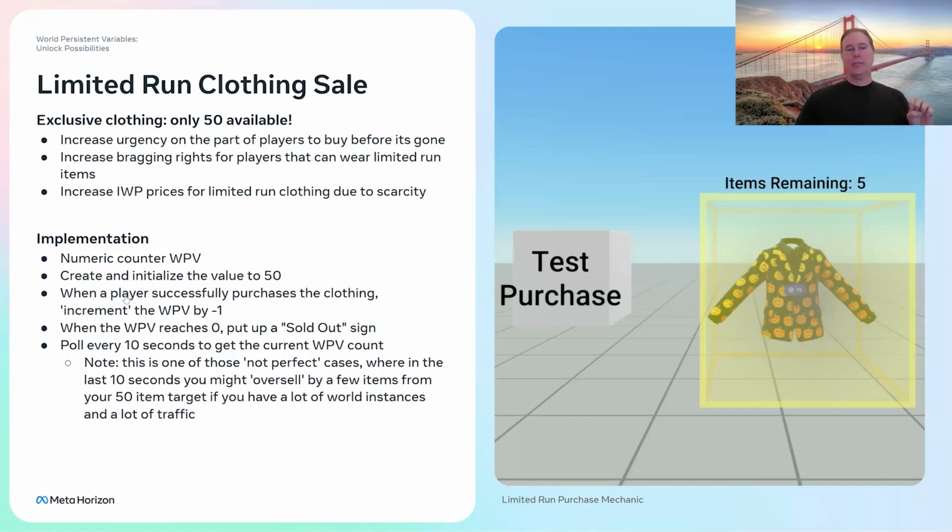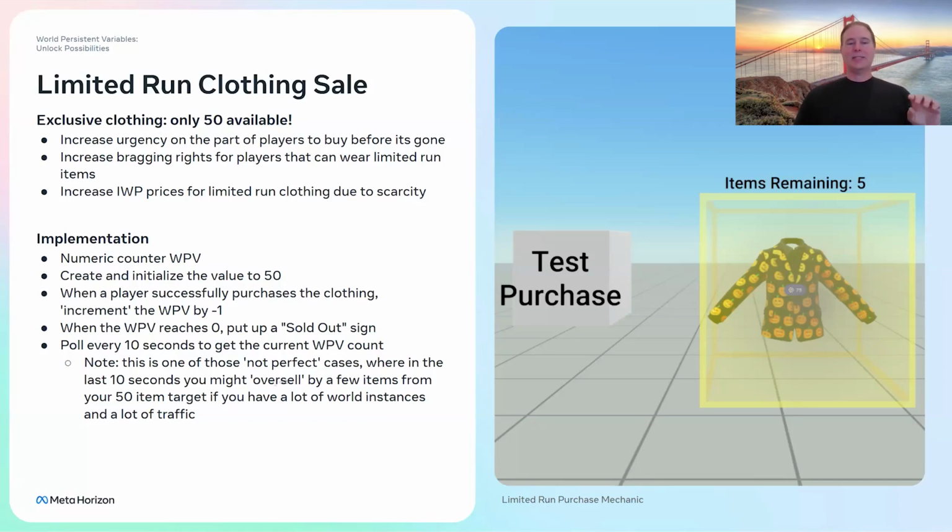How this is implemented is just a numeric counter WPV. We initialize it to 50. When a player successfully purchases the clothing, just increment it by -1. When the WPV reaches 0, put up a sold out sign and disable the IWP selling. And then also every 10 seconds or so, just asynchronously get the current WPV count. So you're kind of learning about sales happening in other instances.